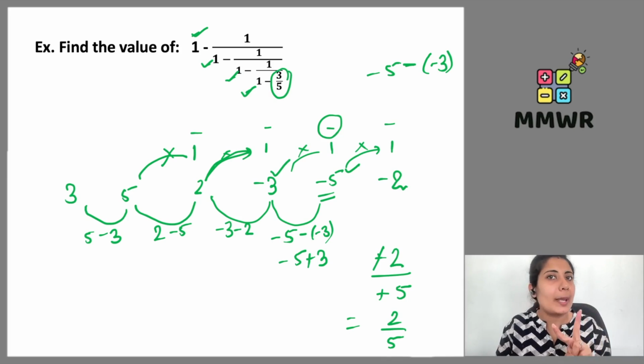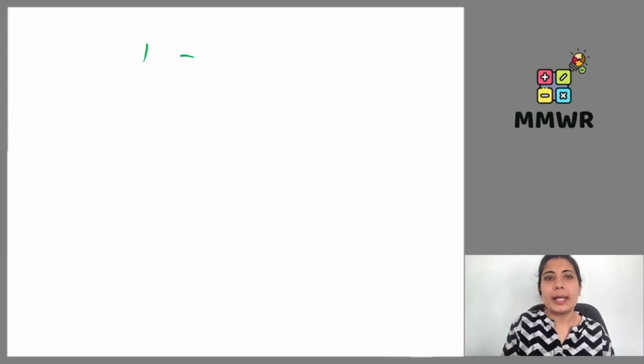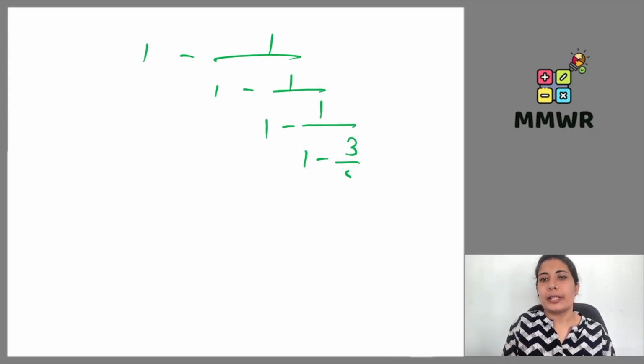Now minus 5 multiplied with 1 gives me still minus 5 and minus minus 3. Subtraction, why is the minus coming twice? Because one is of the operation and one is of the number, which is with the 3. We can do it by the longer method also. 1 minus 1 upon 1 minus 1 upon 1 minus 1 upon 1 minus 3 upon 5. So first we will simplify this.